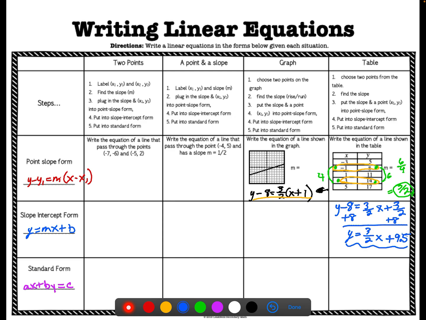Now, if we want to write it in standard form, we're going to have to subtract the 3 halves x from both sides. And we're left with -3 halves x plus y equals 9.5. We do not like to start a standard form with a negative. We also don't like fractions. So we're going to multiply by what we don't like, the negative and the 2. We're going to multiply both sides by -2.